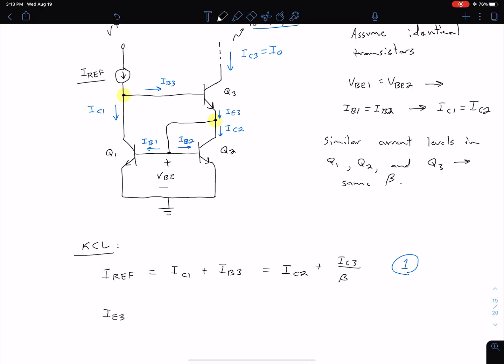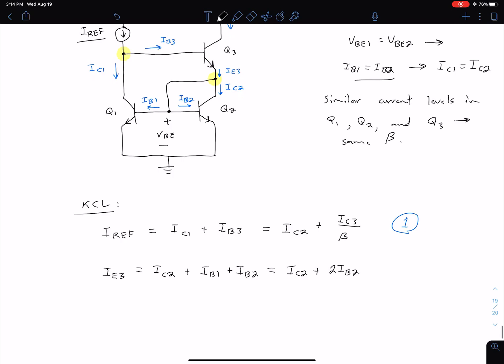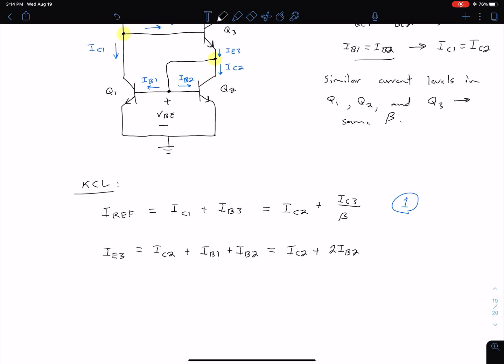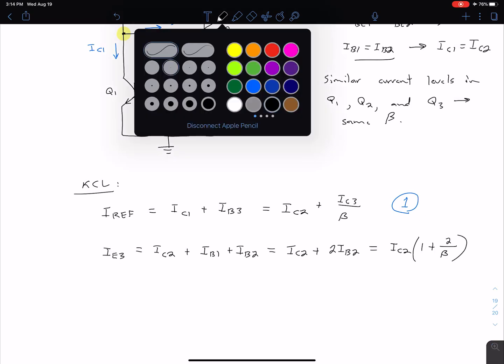is splitting into 3 different currents. It's splitting into our IC2 and our IB1 and our IB2. So we can simplify this a little bit as well. We're going to leave our IC2 alone, but because these are matched transistors, up here we said they have the same base current, so let's just say this is 2IB2. And we can even take that a little further because again we can relate IB and IC through beta if it's in forward active. So let's say this is equal to IC2 times the quantity of 1 plus 2 over beta. So that's going to be our equation 2.